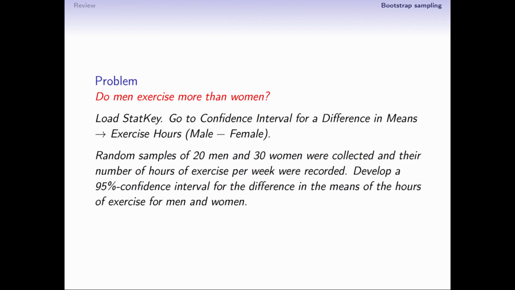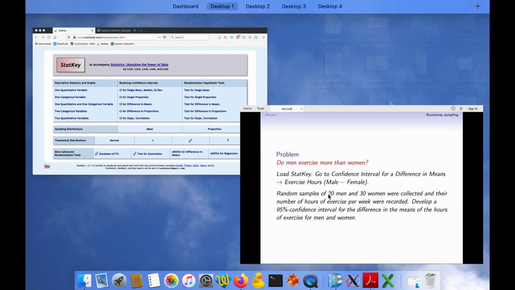Now what we're going to see is that random samples of 20 men and 30 women were collected, and their number of hours of exercise per week were recorded. So we'll take a look at that data in just a second in StatKey. What we want to do is develop a 95% confidence interval for the difference in the means of the hours of exercise for men and women. So let's go to StatKey and take a look at that file.